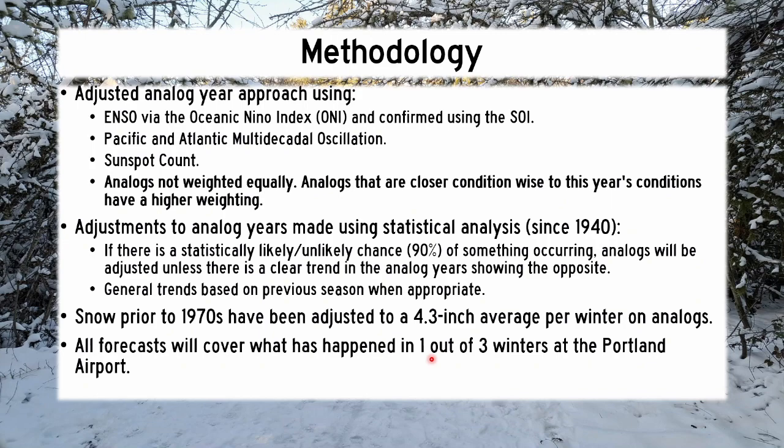Also, I do adjust temperatures in each decade to their decadal averages. So if you see, for example, 1910, I adjust that year. So if you see that it's 2 degrees above average, it's 2 degrees above the average that occurred in 1910, not 2 degrees above today's average.